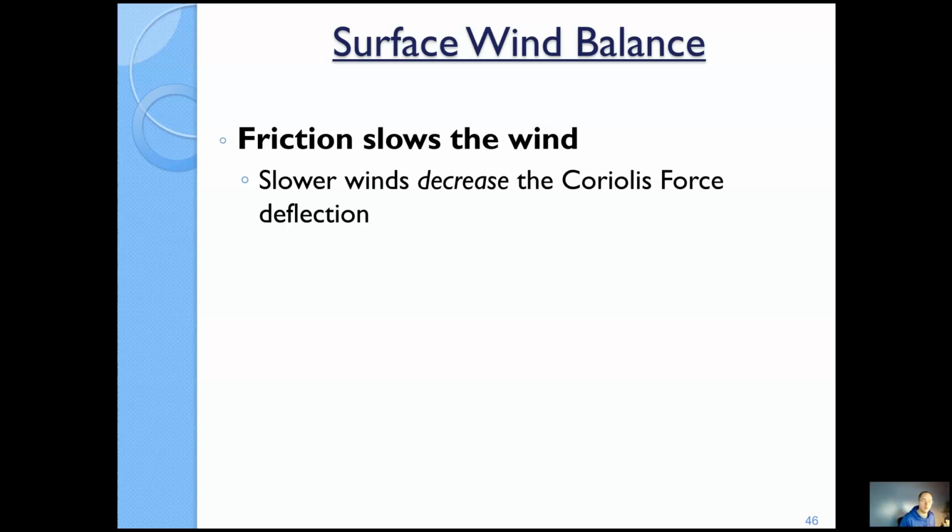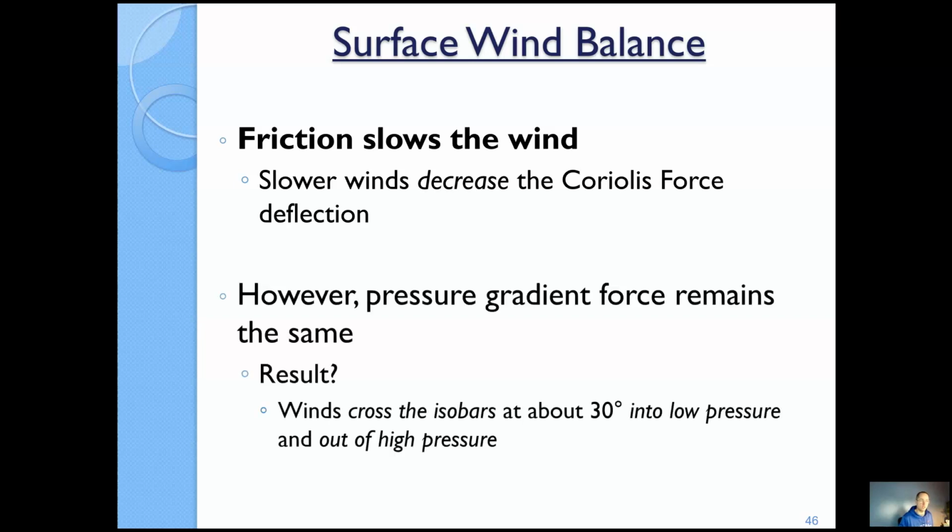We got a lot of what we've already talked about, and now we throw friction into the fray. Friction slows the wind. But not only does it slow the wind, the stronger the wind, the stronger the Coriolis force. So if we decrease the speed of the wind, we're also going to have to decrease the Coriolis deflection. But we haven't changed the pressure gradient. And so that's why things end up crossing the isobars.